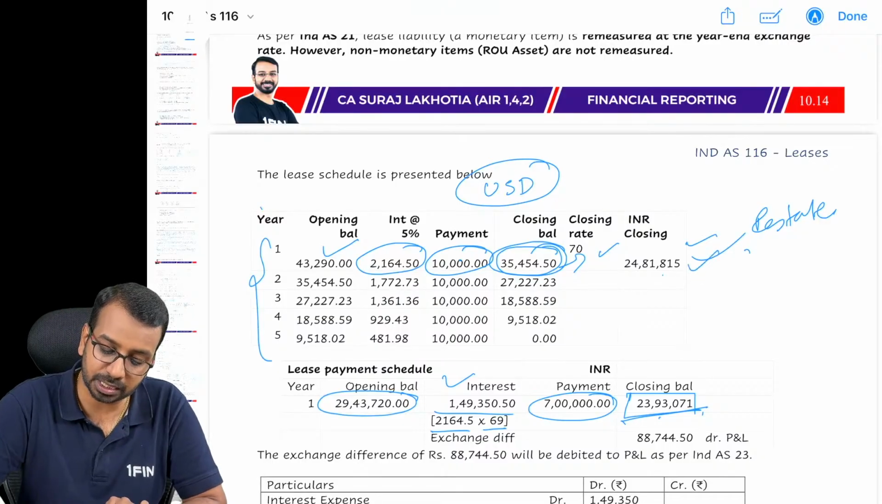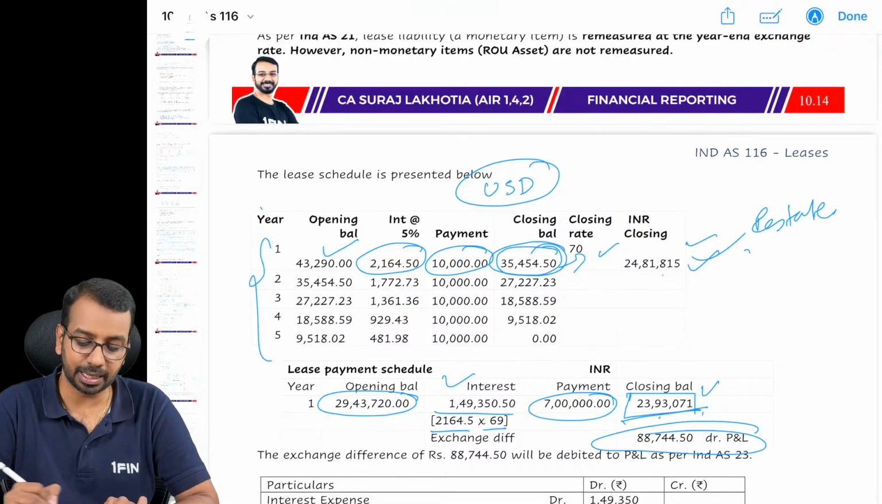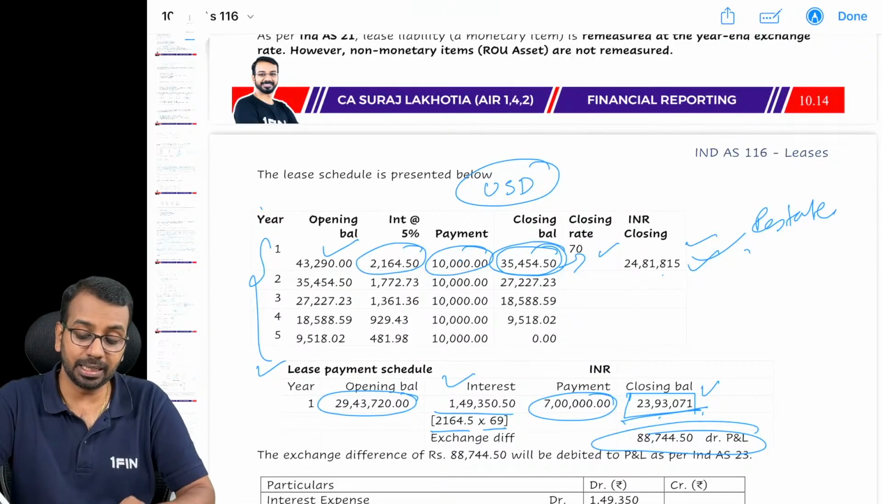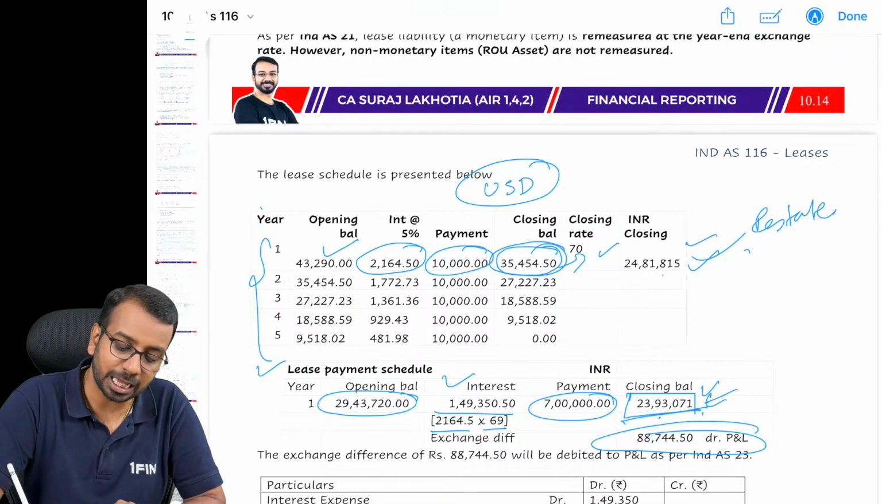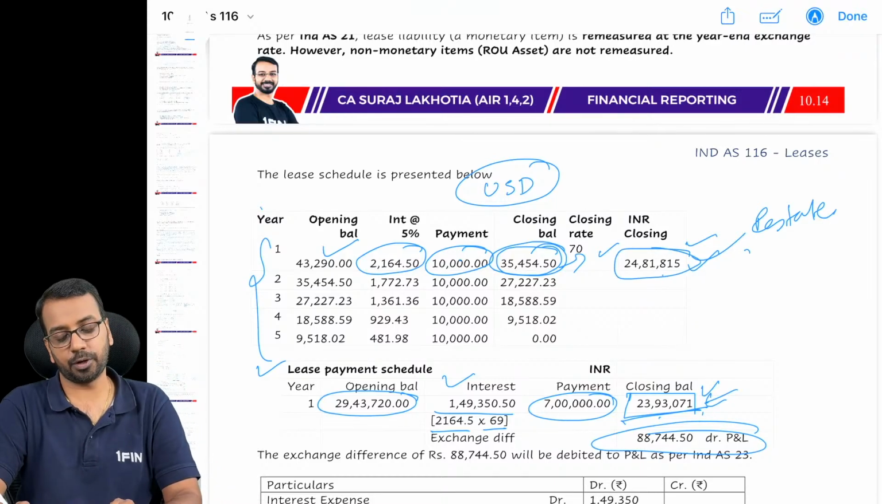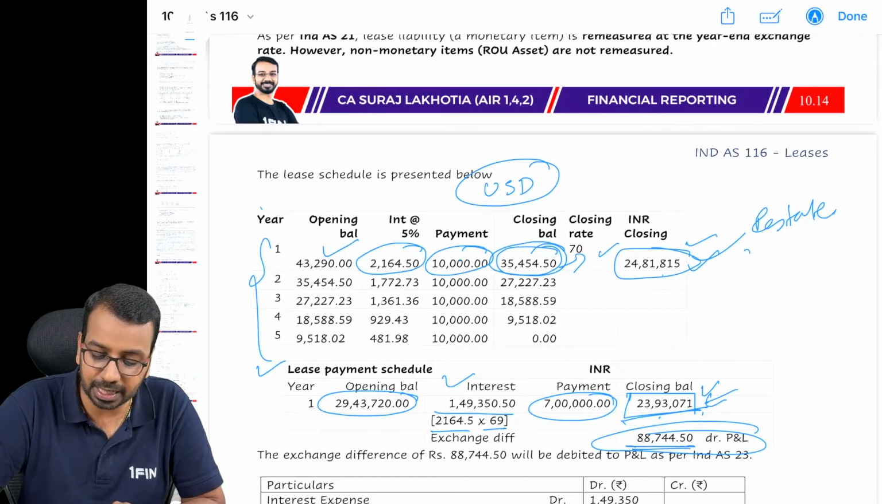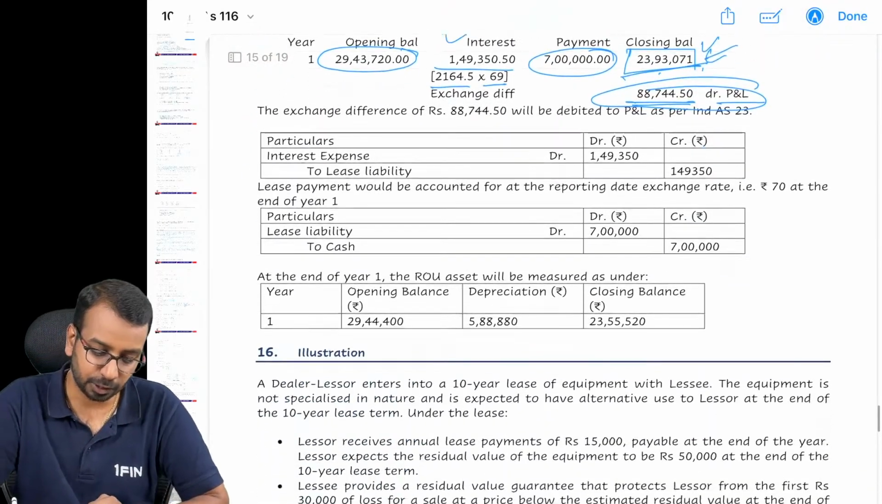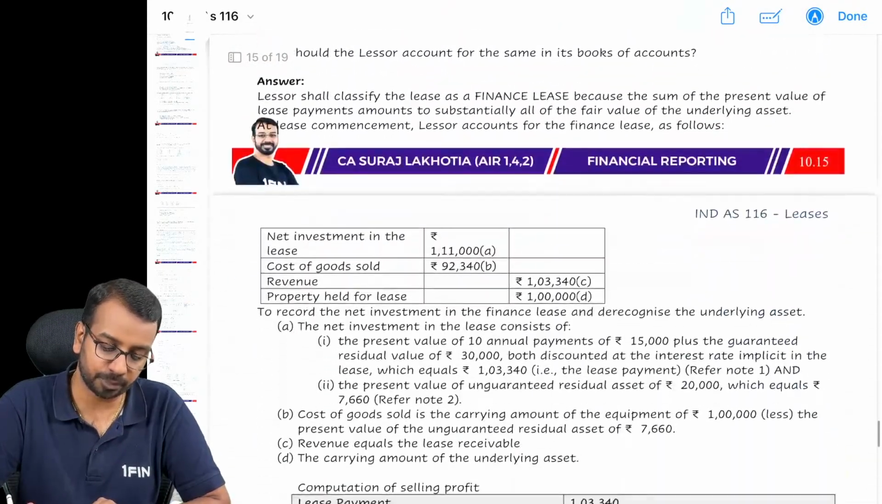The difference between this and this will be charged to P&L because as per my INR books, my lease liability is 2393. As per restated value, it is 2481. Difference of 88 is debited to P&L. Okay, so that's how we'll do the accounting.